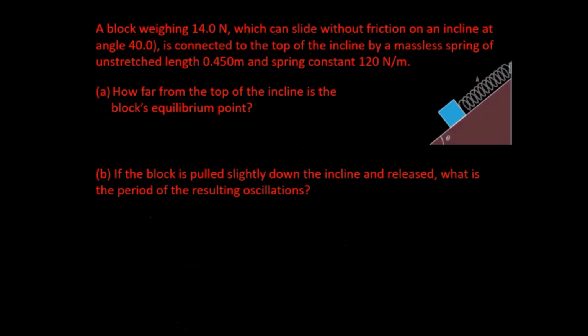Our final example deals with a block on an inclined plane. Here we have a block with a weight, or as I like to term it, force of gravity of 14 newtons, which can slide, again without friction to simplify things, on an incline at an angle of 40 degrees. It's connected to the top of the incline by a massless spring of unstretched length 0.45 meters and spring constant 120 newtons per meter. So a fair amount of information in this question.